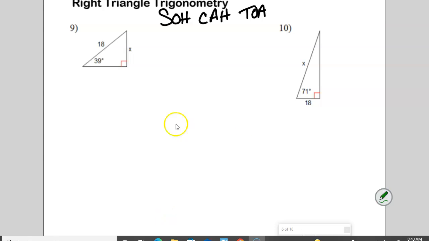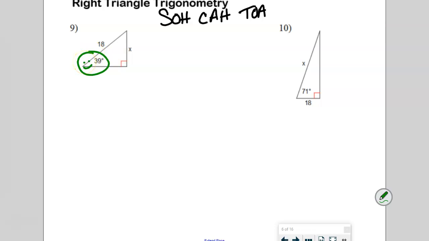Okay, so in my opinion, the key to this problem is to figure out where you're standing in the triangle. So it's whatever angle they give you, or in some cases, what angle you're trying to find. So this is you standing over here at 39 degrees. And then you have to label the sides of the triangle in reference to where you're standing.